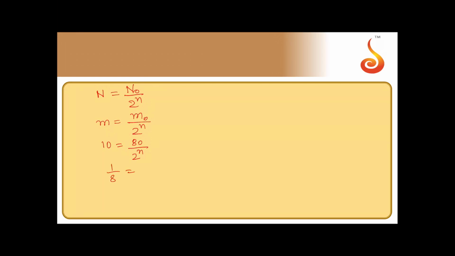Now this will give you 1 by 8 is equal to 1 by 2 to the power n. So 2 to the power n is equal to 8. That means n is equal to 3. Number of half-lives elapsed is 3. So n is equal to what? t divided by T, where capital T is half-life. So they have given it to be 3. Time elapsed is 1 hour divided by T is equal to 3. So you'll get T is equal to 1 by 3 hours.